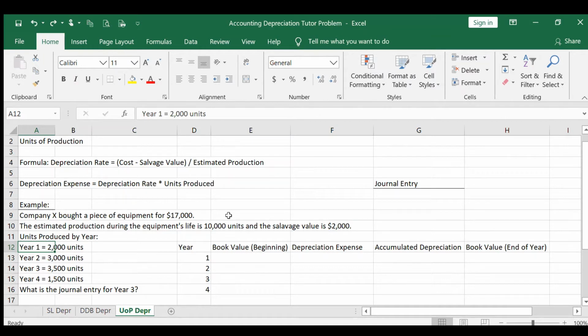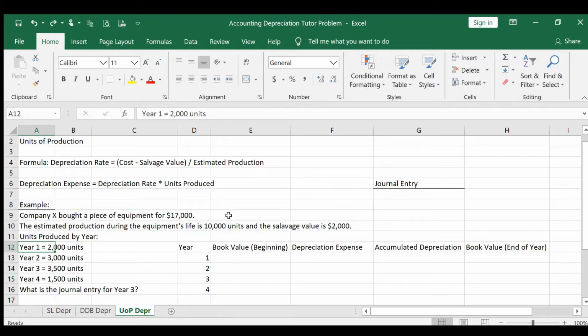So today we're going to be looking at using the units of production method to determine our depreciation expense. We've done videos where we've looked at the straight line depreciation and the double declining balance method, but the units of production is very different than these two methods. It is different, but I think once you get the hang of it, it's actually pretty easy to use.